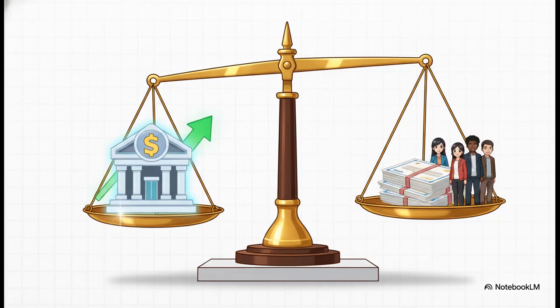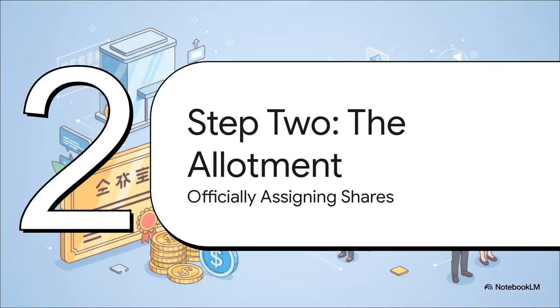The company's bank account is bigger, which is awesome. But, and this is a big but, it doesn't totally own that cash yet. It has an obligation. It either has to give those applicants shares or it has to give them their money back. Okay, so the company has all this application money sitting there. Now it's got to make a decision. And that brings us to step 2.